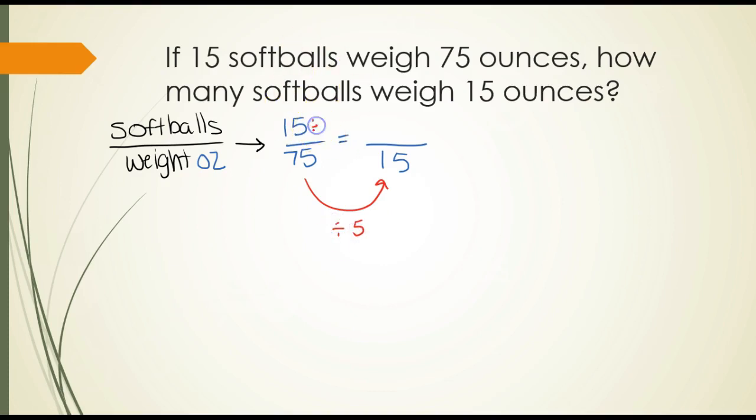And then I have to come up here and do the same thing. So divide this by 5, and we get 3. So that tells us how many softballs weigh 15 ounces. 3 softballs. Okay, so this one was a little bit different because we were going from something larger to something smaller, so we have to divide. Going from something smaller to something larger, we have to multiply. But we're still trying to keep it the same.